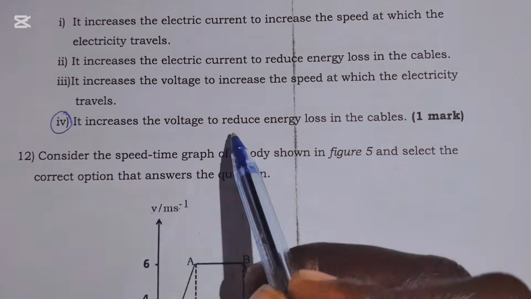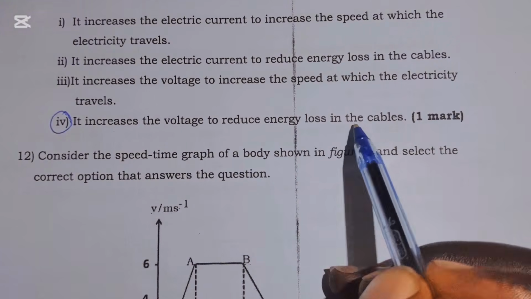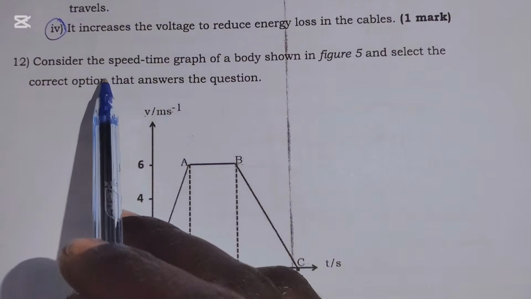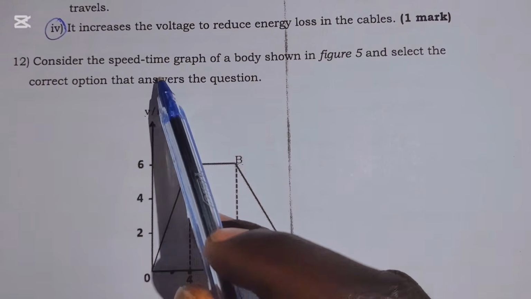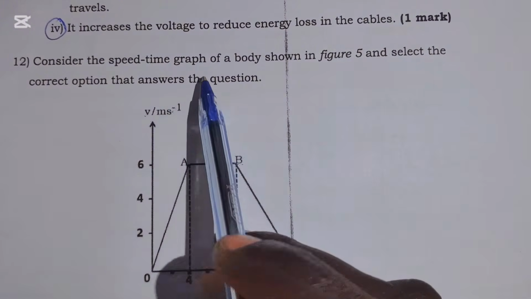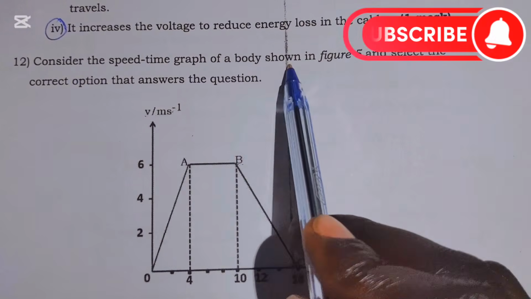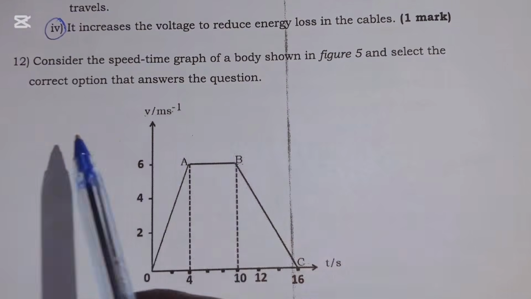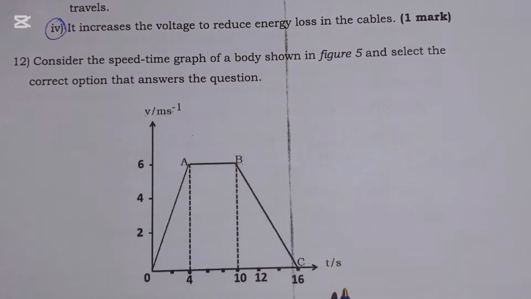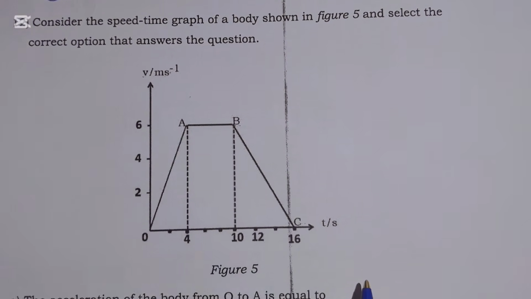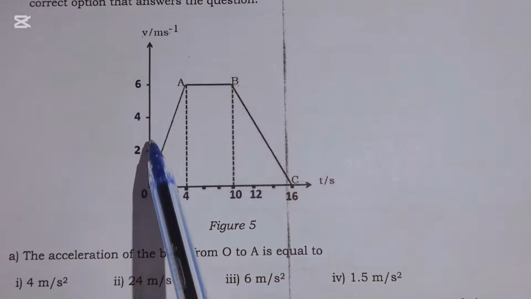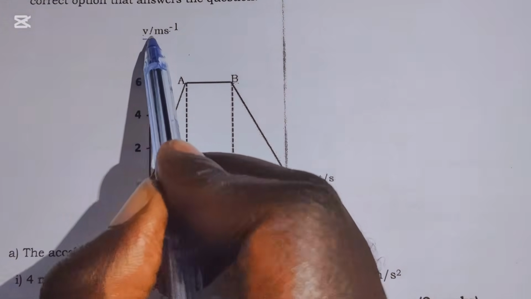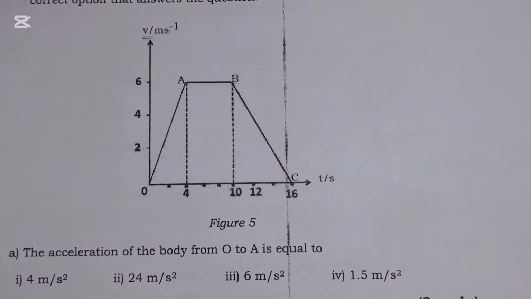It increases the voltage to reduce energy loss in the cables. Whereas here, 12, consider the speed-time graph, that is, velocity against time of the body shown in figure 5. Select the correct option that answers the question below. This is the speed-time graph, with velocity and time right here.